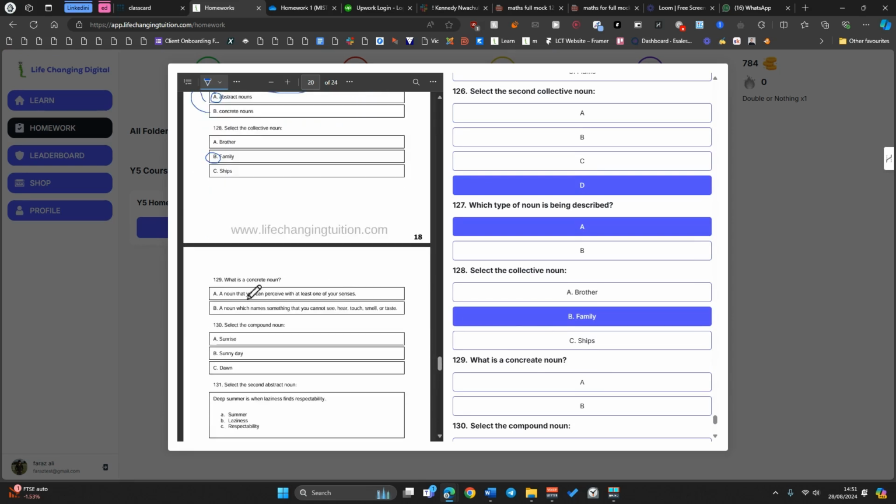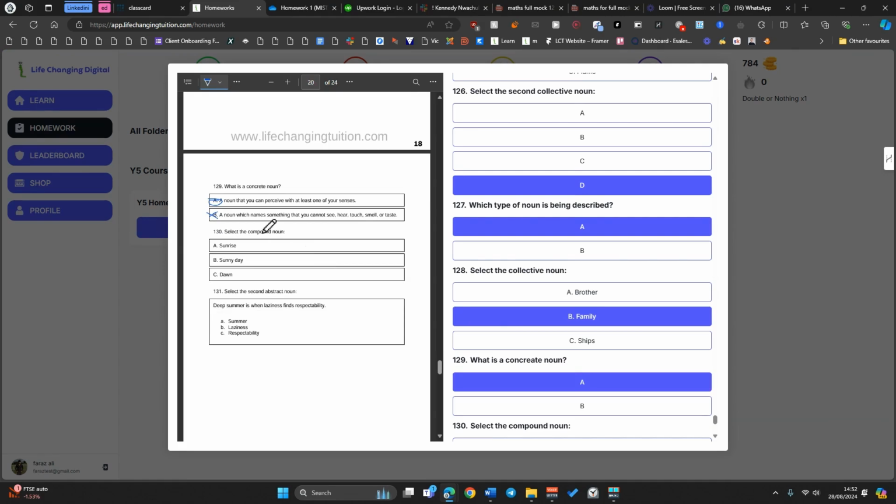As that is a group of people. 129. What is the concrete noun here? What is a concrete noun? So a concrete noun is a noun that you can perceive with at least one of your senses. A noun which names something you cannot see. Okay, so that's an abstract noun, and A will be a concrete noun.